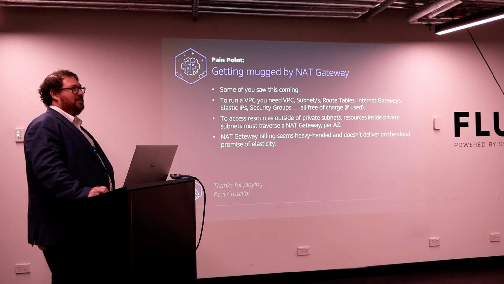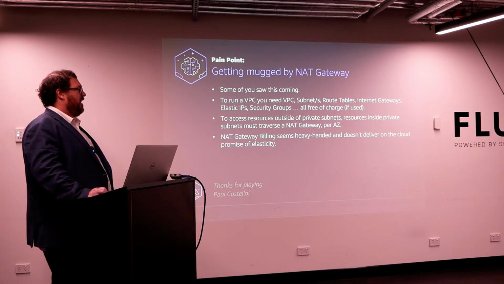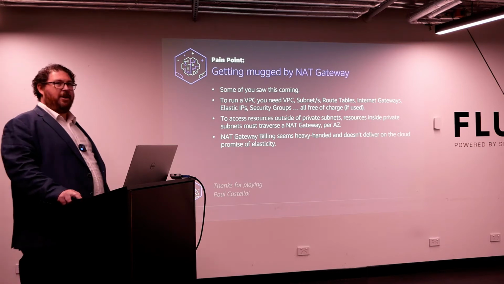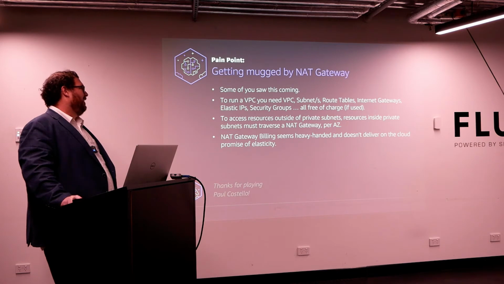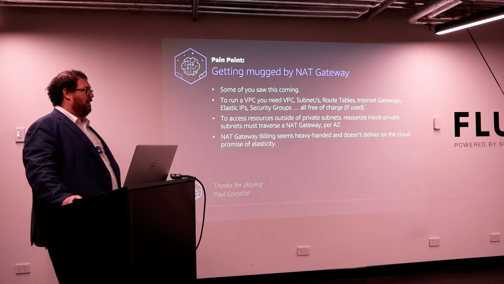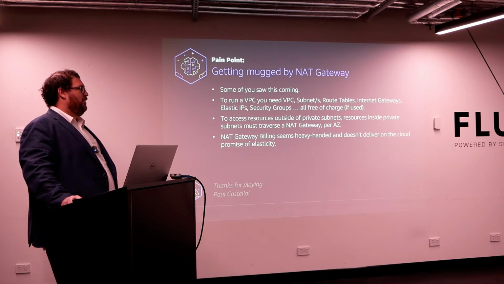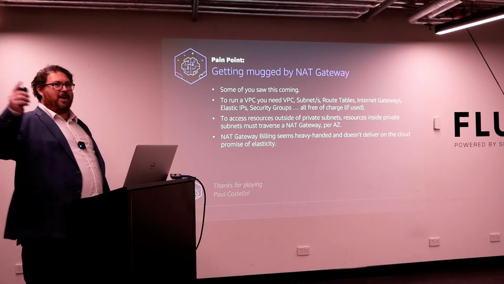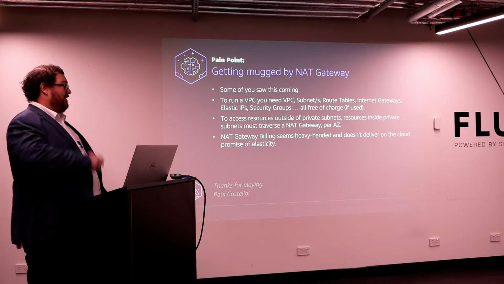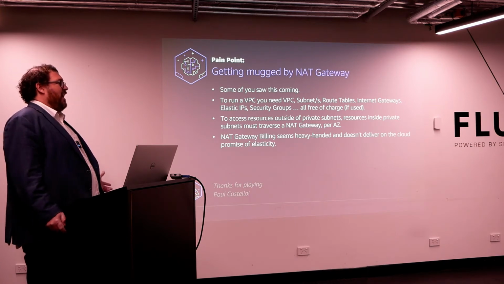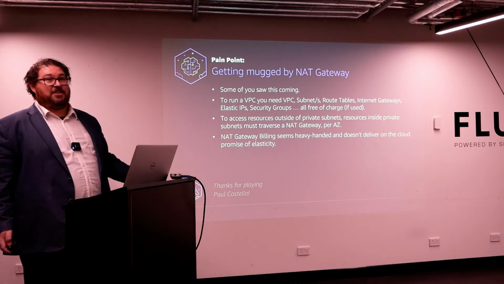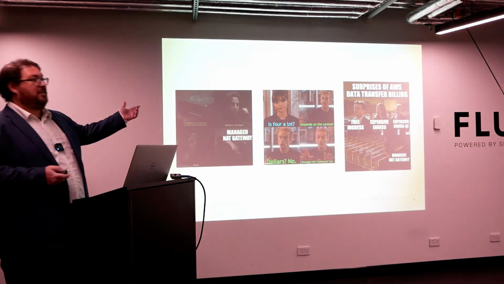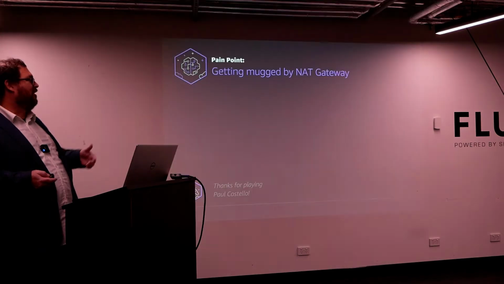So to run a VPC, you need subnets and route tables and internet gateways and elastic IPs and security groups and a bunch of stuff. And guess what? All of that is free. To access any resources outside of your private subnet, though, your internal resources are going to have to route their traffic via one of these NAT gateways on a per availability zone basis. And it's hard not to say that the billing seems heavy-handed. It's not consistent with the promise of elasticity in the cloud. It is an outlier.